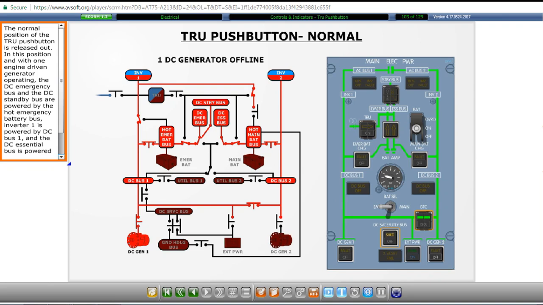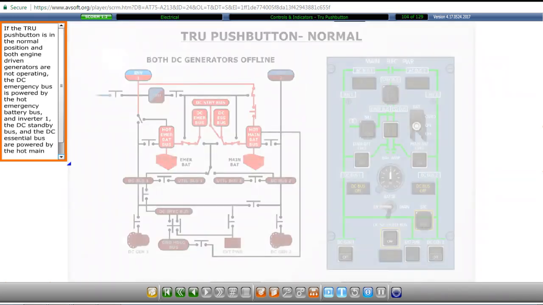In this position, and with one engine-driven generator operating, the DC emergency bus and the DC standby bus are powered by the hot emergency battery bus, inverter 1 is powered by DC bus 1, and the DC essential bus is powered by the hot main battery bus.